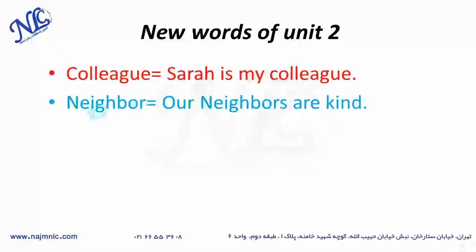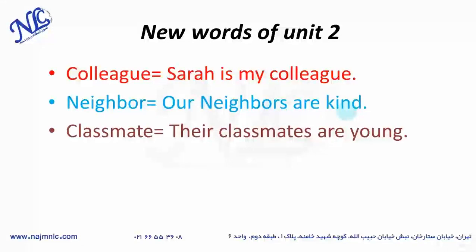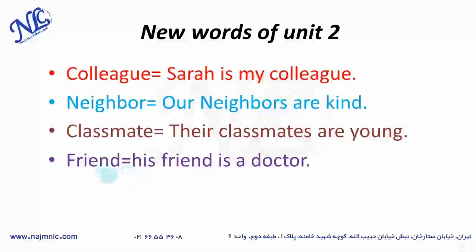Next one, neighbor. Make a sentence. For example, our neighbors are kind. Next one, classmate. Make a sentence. Their classmates are young. You know, young is the opposite of old. Friend. His friend is a doctor. His friend, here we have a possessive adjective. His friend is a doctor.